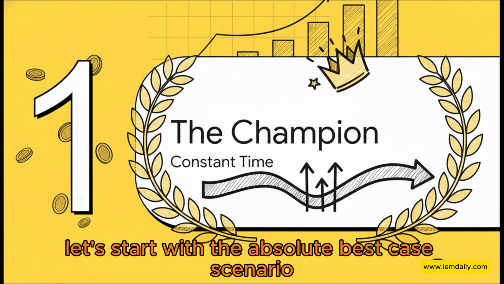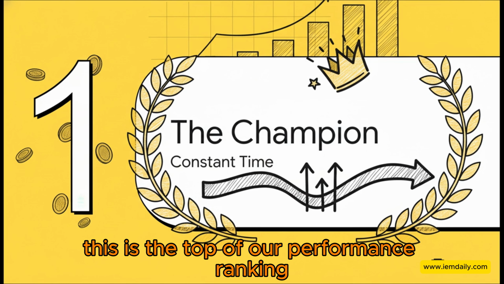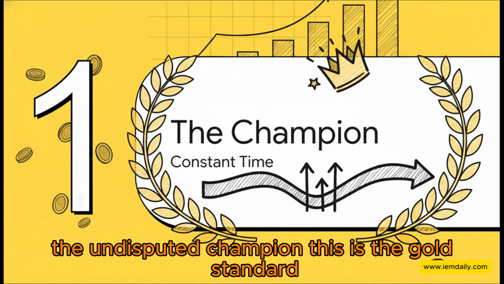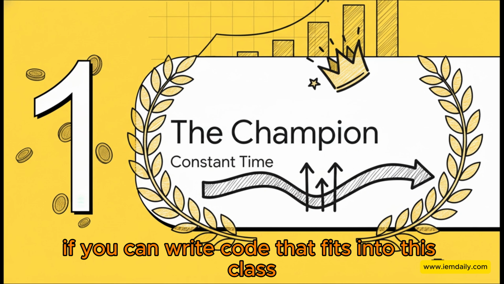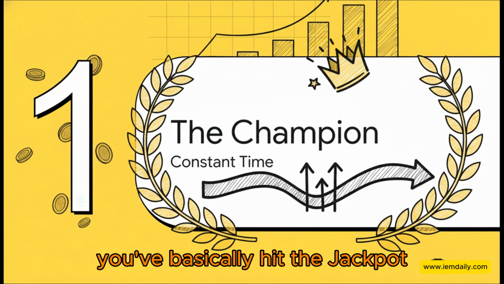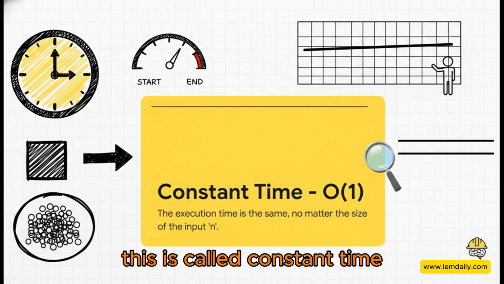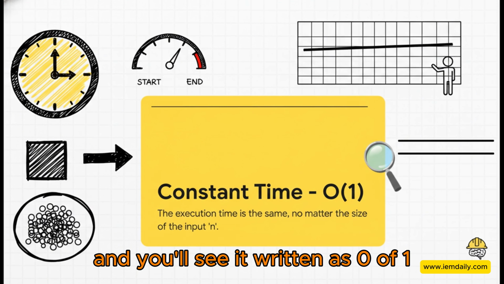All right, let's start with the absolute best case scenario. This is the top of our performance ranking, the undisputed champion. This is the gold standard, the best possible performance you could ever hope for. If you can write code that fits into this class, you've basically hit the jackpot. This is called constant time, and you'll see it written as O of 1.